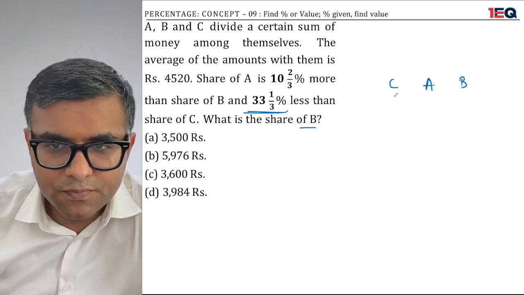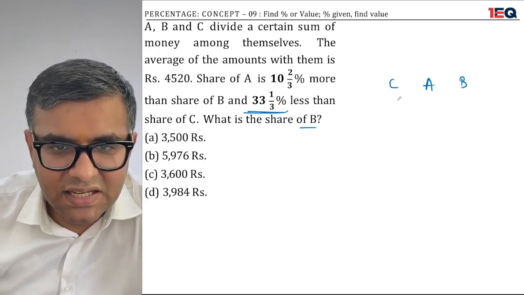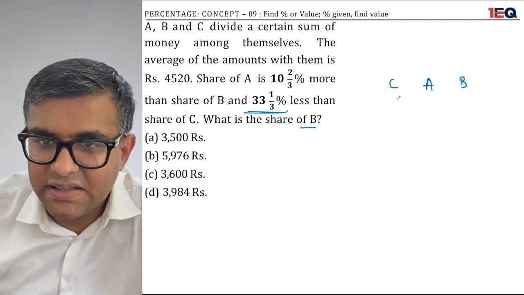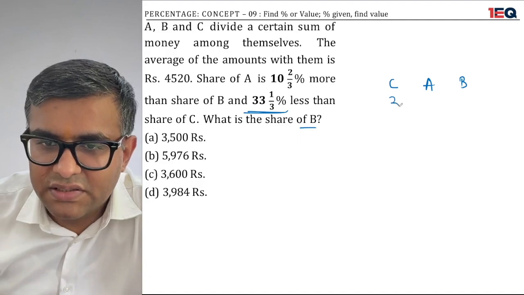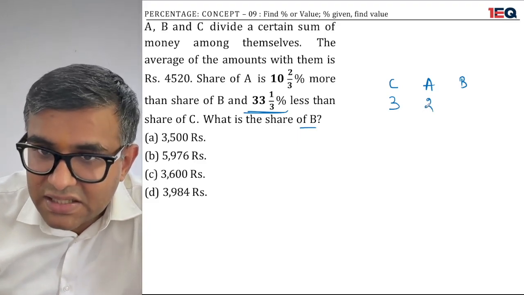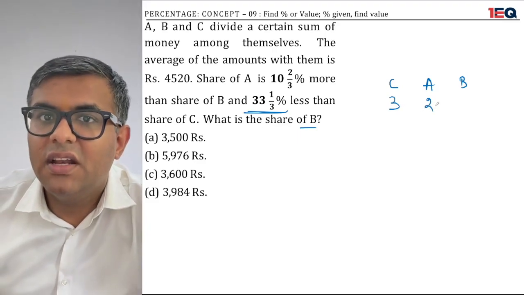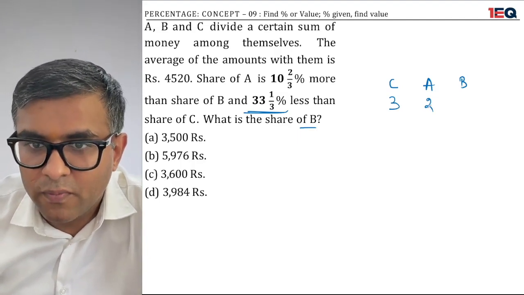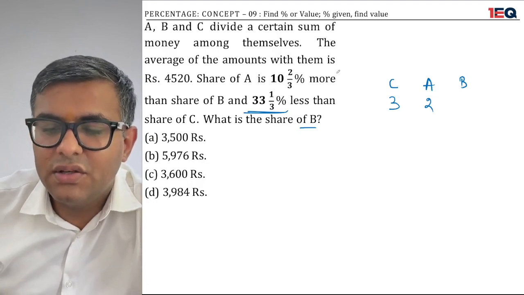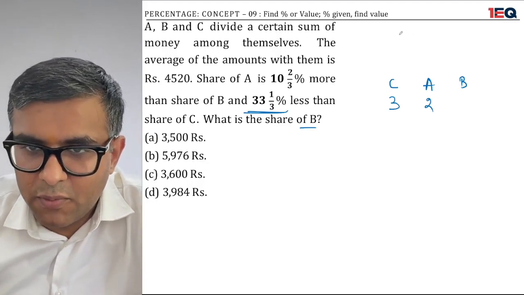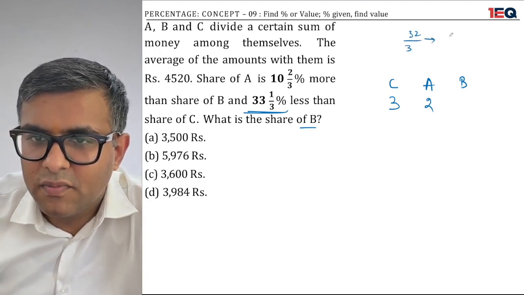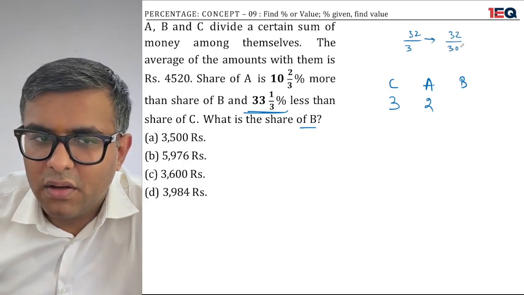So the ratio between C and A: the share of A is 33 1 by 3% less than that of C. If the share of C is 3, then the share of A is 2, because it says 1 by 3 less. It means 1 would be removed from 3, and the remaining would be given to A. So 3 is to 2. And the share of A is 10 2 by 3% more than the share of B. 10 2 by 3, I'm going to solve it. It means 32 by 3, or it also means 32 by 300.